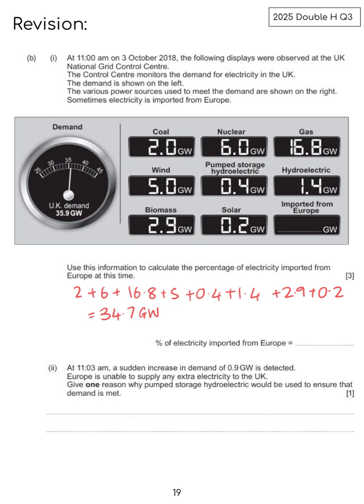We have a UK demand of 35.9. So to meet that demand, we are missing a certain amount, and we need to work out how much. So we work out the difference by taking 35.9, take away 34.7, and you get 1.2 gigawatts. There's our second mark, and it wants that as a percentage. So we do 1.2 divided by 35.9, and to make it a percentage, we times it by 100, and you get 3.34%.